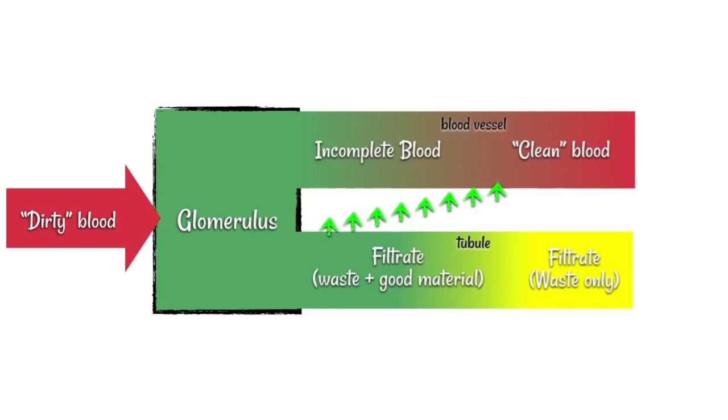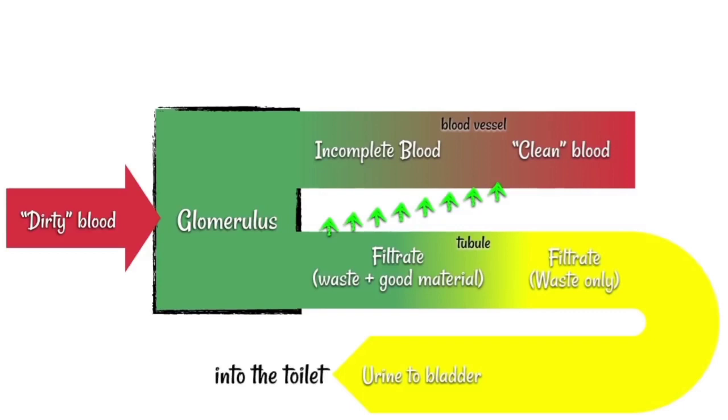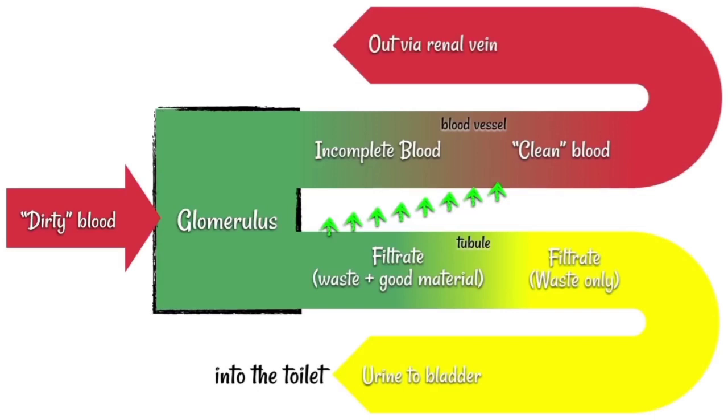Now this leaves behind in the tubule only the waste materials, that is the urea as well as the salts that are in excess of requirements, etc. This material is going to leave the body. Obviously, the blood which is now useful will go out of the kidney via the renal vein and goes back into the circulation.